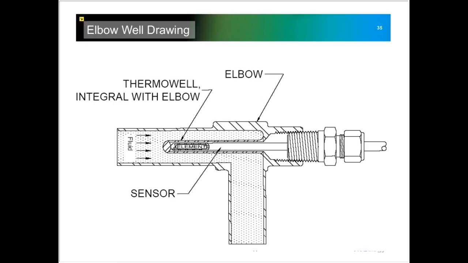Here's a little cross-sectional view of that elbow Thermowell. It's typically installed with the fluid directed right at the tip of the sensor, just to make sure that we don't get any dead spaces in here. And then you have good, clean flow going around the bend in that tubing.